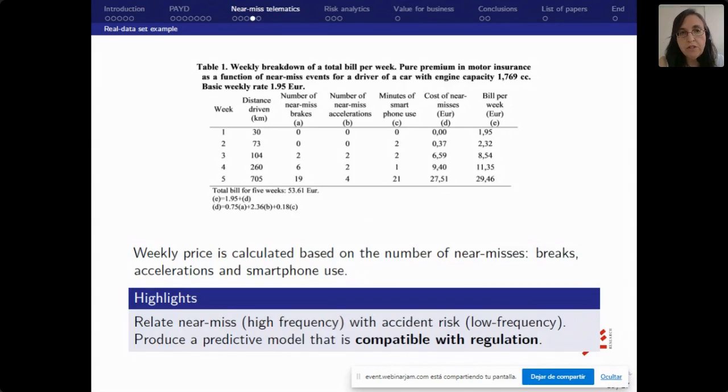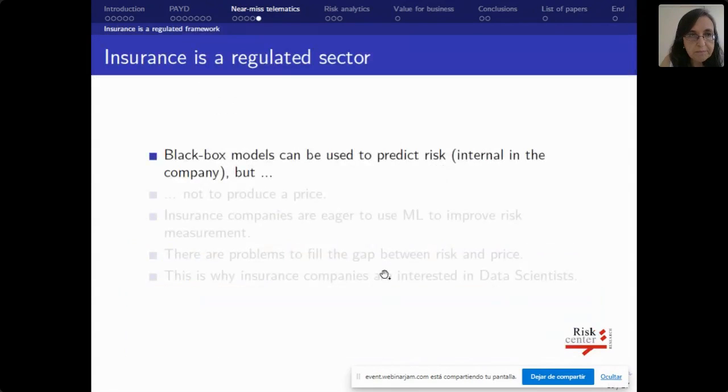In European countries, for instance, we have a directive called Solvency, and a company cannot operate unless there is a solvency standard for that company, because of course consumers have to rely on the company and buy the product and know that they will get compensated if there is an accident. Okay, so things we do, predictive modeling, has to be compatible with current regulation.